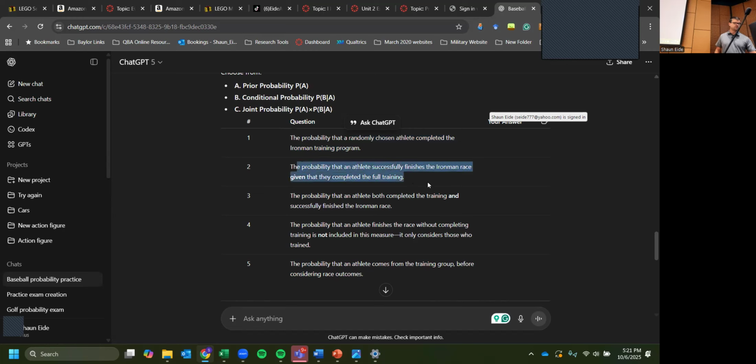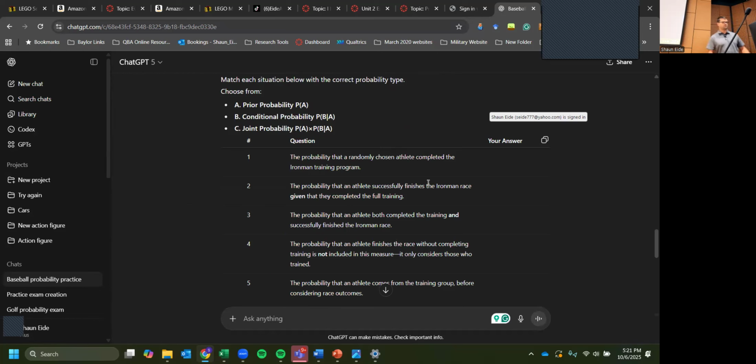What is this? The probability that an athlete successfully finishes the Ironman race given that they completed the full training program. Conditional. The probability that they completed the Ironman race, and this little line right here, what does this little line mean? Given that they completed the training program.